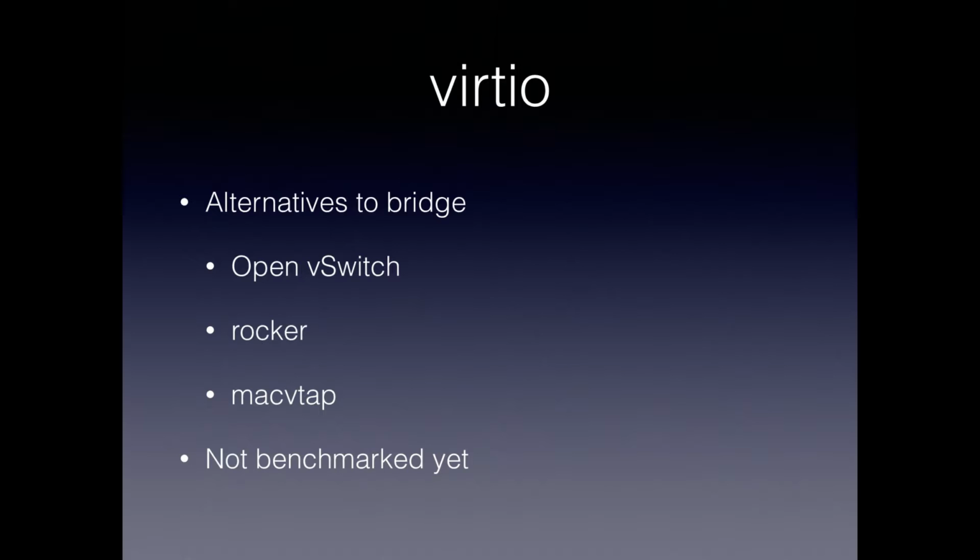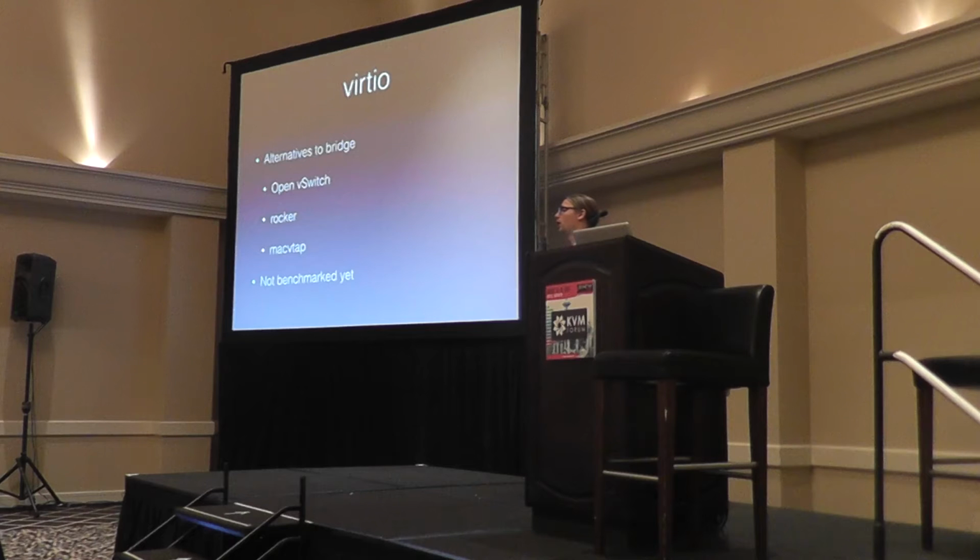There are also alternatives to the bridge. You can use OpenVSwitch, which is another user-space component, or Rocker, which is a kernel part that does jitting for that. Or MacVTap, you can use MacVTap instead of the normal tap code. If somebody wants to go and benchmark those, I'm more than happy to help them out on how to run this benchmark. But my take on this is I don't think any of those approaches are going to be significantly faster. The bridging and tap code is actually known as being the best we have out there right now.